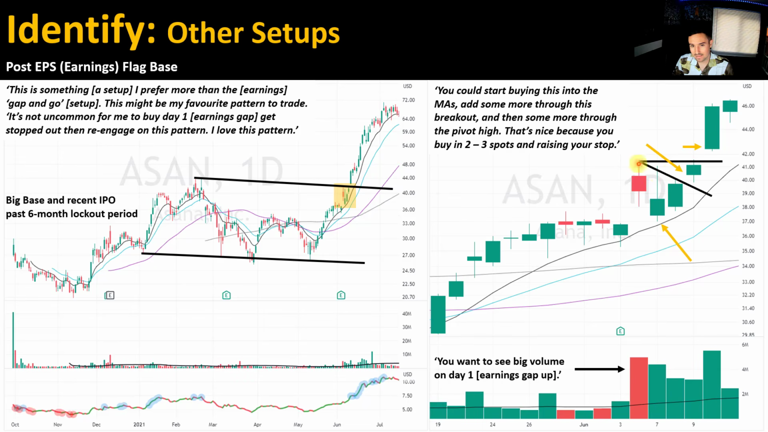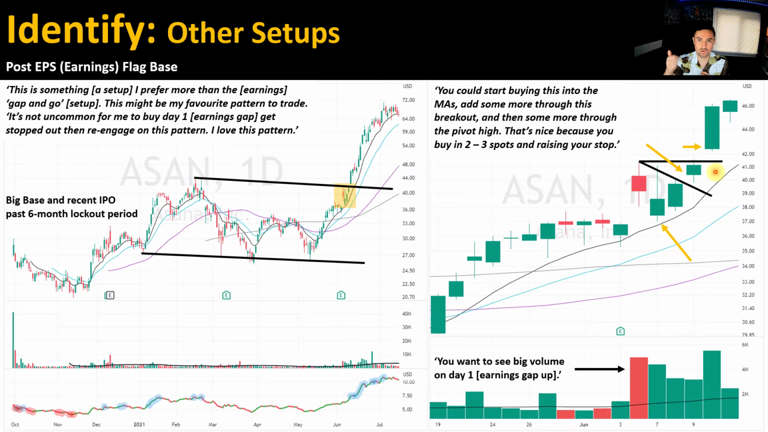You see how you get this little downwards trend line coming through here and it starts taking out these highs. It's actually then an inside bar and starts taking it out. So Oliver's then saying add some there and then some more through the pivot high, basically as it takes out the high of the earnings. That's nice because you buy in 2 to 3 spots and raise your stop loss. So each time, if he's starting here, then he's adding here and he's adding here. As he's adding, he's raising his stop loss up. May have lost some of you there.